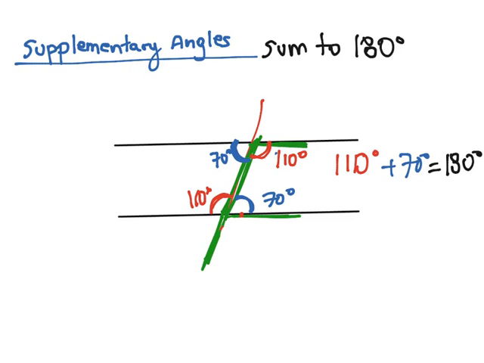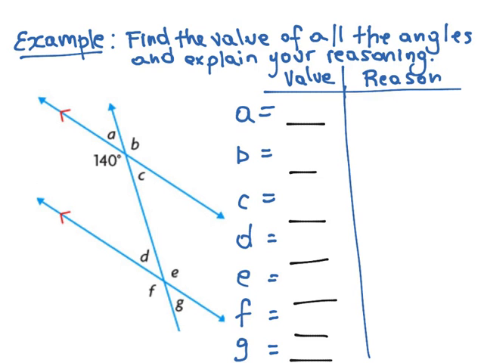Now, using all this information, supplementary angles, corresponding angles, interior alternate angles, let's solve the next example. So find the value of all the angles and explain your reasoning. So first we have to find the value of all the angles A, B, C, D, E, F, and G, as well as the reason for the value. So basically it's saying, how did you solve for this angle?